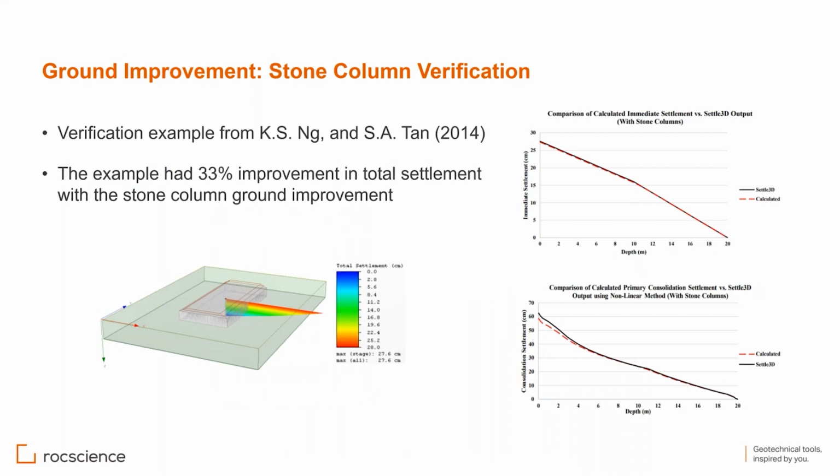Now, moving on to verifying our results, what we've done is we've taken the example that we had earlier, and we've applied the stone columns to that example. And what we see from this example is that we had 33% improvement in the total settlement with stone columns and ground improvement. The diagram on the right shows the improvement, and also the results are in good agreement with the theoretical solutions to what we get from Settle3.